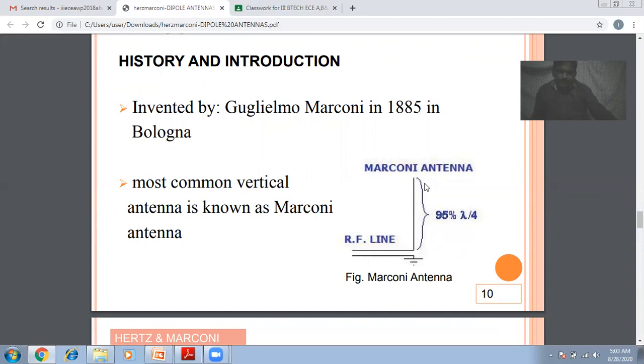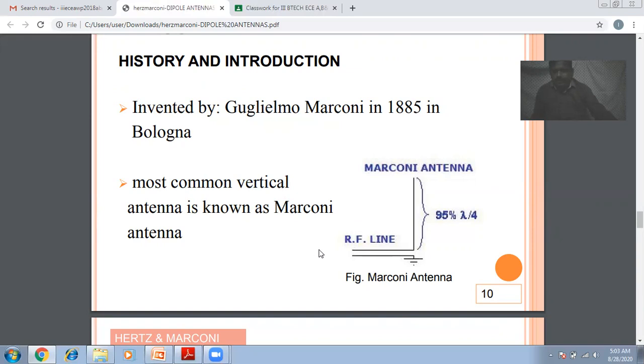Image concept in the sense, if there is an upward arrow, its image in the mirror is seen as a downward arrow. If there is an arrow moving to the right side, its image in the mirror is seen as an arrow pointing towards the left side. That is nothing but the concept of the image in the mirror. Most commercial vertical antennas are known as Marconi antennas.